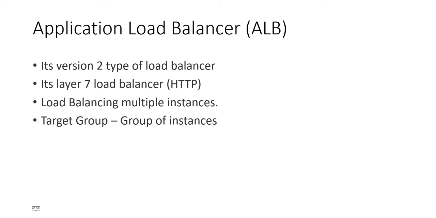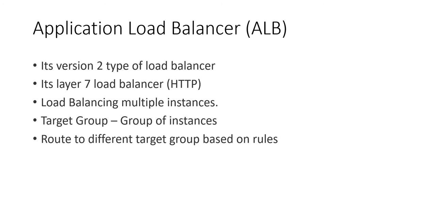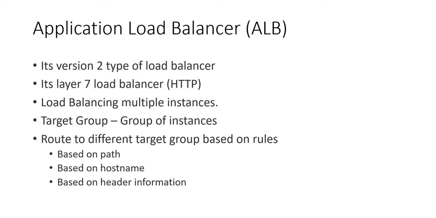In that diagram, we will see that on the basis of path, the route will happen to a particular target group. We can add a rule in such a way that for a certain path it should route to a particular target group. So we can route to a different target group based on multiple rules. We can do it with the path, based on the hostname also, and also on header information received by the load balancer. Let's understand the application load balancer deeply.